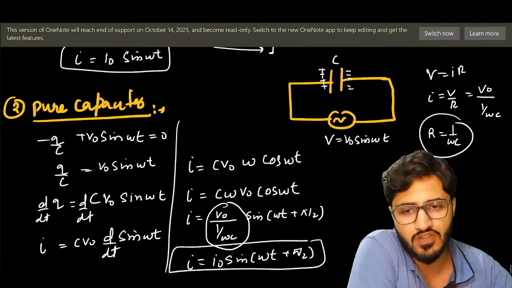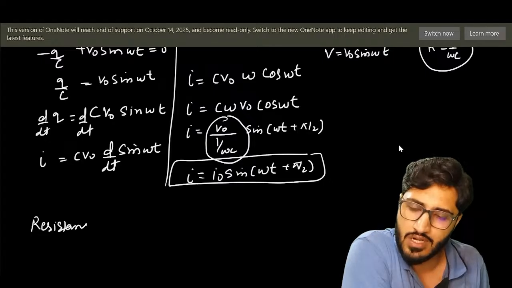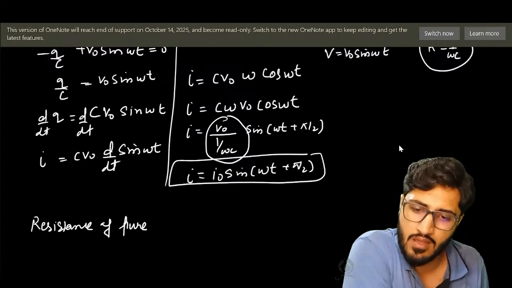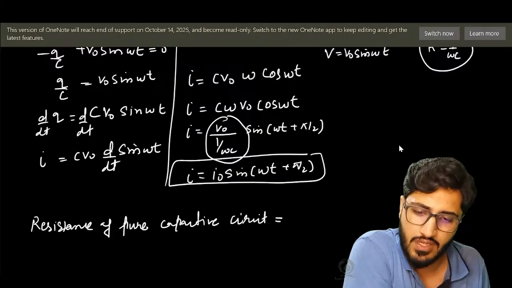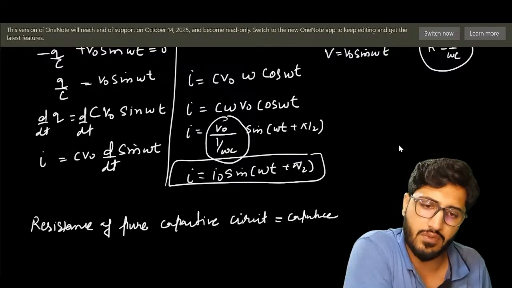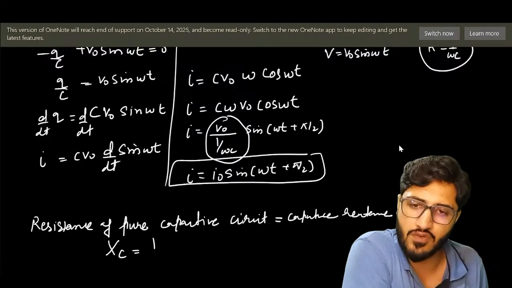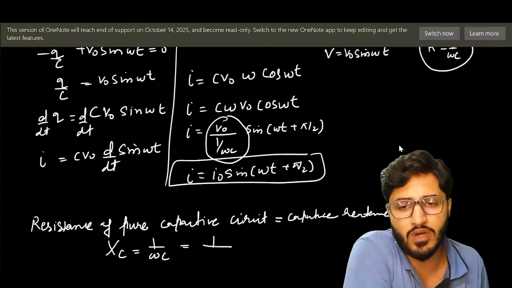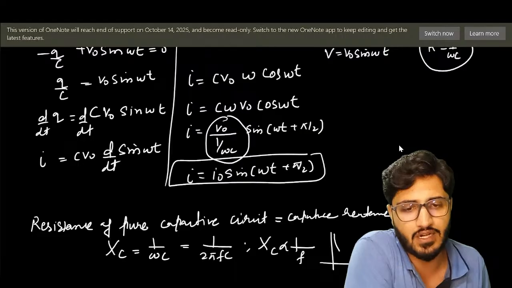Now, from this equation, what do you need to conclude? The resistance of a pure capacitive circuit equals the capacitive reactance, that is Xc, which equals 1 by omega C, which equals 1 divided by 2 pi fC. So you can see here the reactance is inversely proportional to the frequency. If you draw the graph, the graph is a rectangular hyperbola.